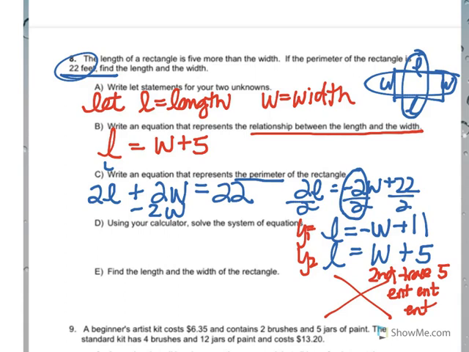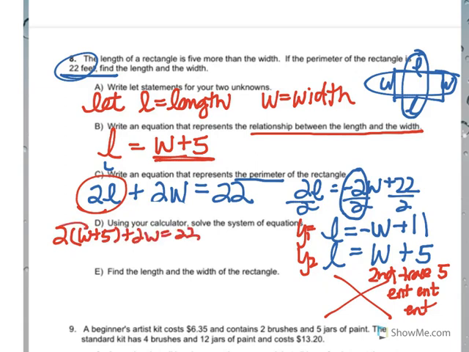But what would happen if we just use substitution for this problem? Because we can. It tells us here that L is equal to W plus 5. So if L is equal to W plus 5, I can take this 2L right here and say 2 times (W plus 5) plus 2W equals 22. So I'm going to distribute.